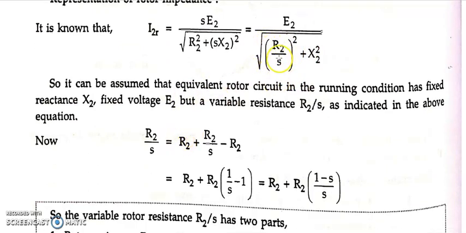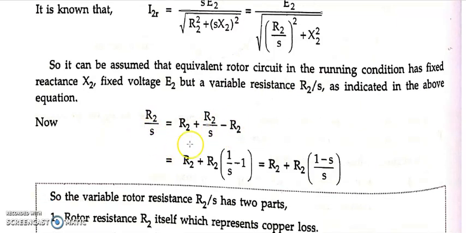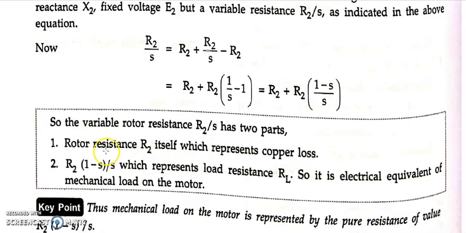And again we are considering this R2 by S. R2 by S can be represented as R2 plus R2 by S minus R2. So I am going to take R2 as common here. If I take R2 as common, we get 1 minus S by S. So R2 by S is equal to R2 plus R2 into bracket 1 minus S by S. We have two parts here.